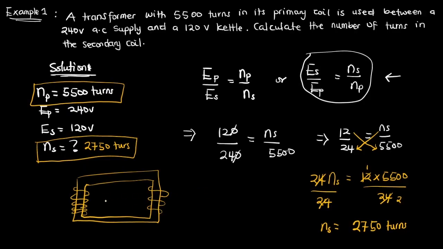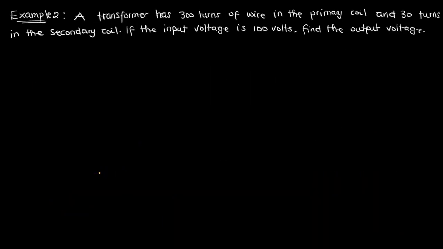If you look at this, this is obviously a step down transformer, because even without using the number of turns, the input voltage is 240 over here, and it is giving you 120 volts for your electric kettle to be able to use. It doesn't blow. So it is stepping down the EMF for you. So this is obviously a step down transformer. Are you okay? All right, let's look at the next question.